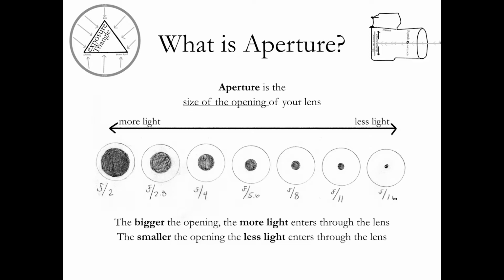Choosing the size of the opening will control the amount of light that is entering your camera. So the bigger the aperture opening, the more light enters through the lens, and the smaller the aperture opening, the less light enters through the lens.